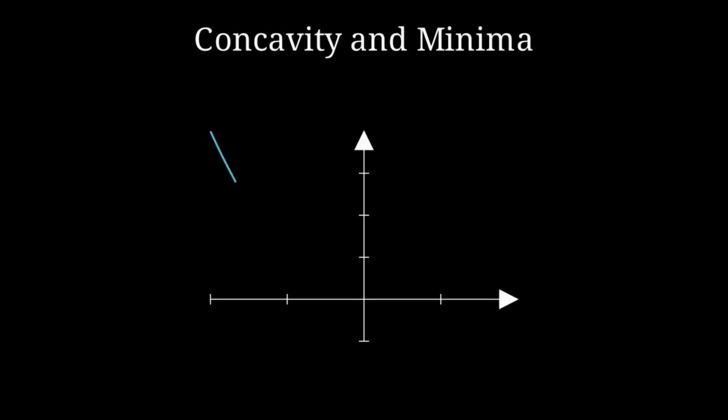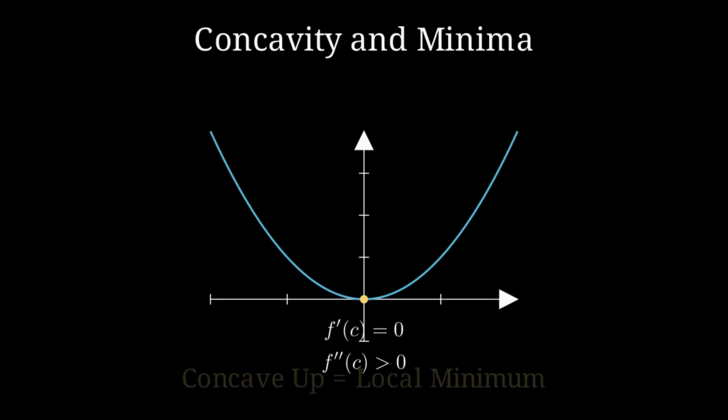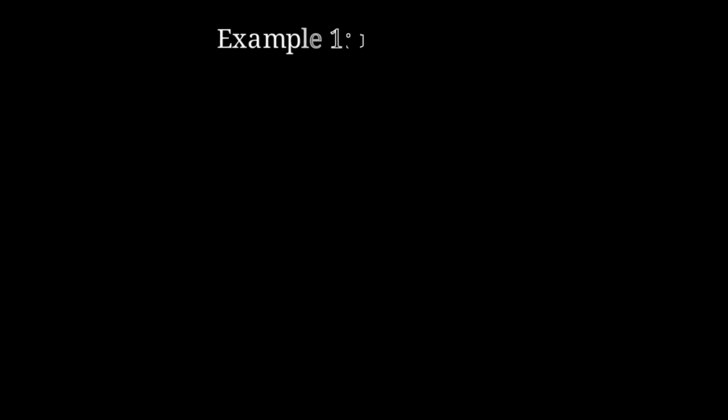If the second derivative is positive at a critical point, the graph is concave up. This smiley shape indicates that the slope is increasing, meaning the horizontal tangent line sits at the very bottom of a local minimum. Let's apply this.